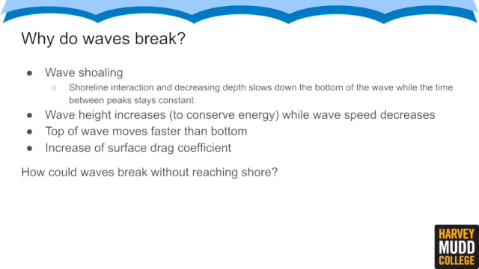So as that happens, basically the wave height increases because it wants to conserve energy because it's being slowed down, but it's still kind of speeding up on top. So it starts increasing its wave height while the speed of the overall wave is decreasing. And then eventually the top of the wave is just moving faster than the bottom of the wave, and there's an increase of surface drag coefficient, and that basically causes the top of the wave to fall over itself.